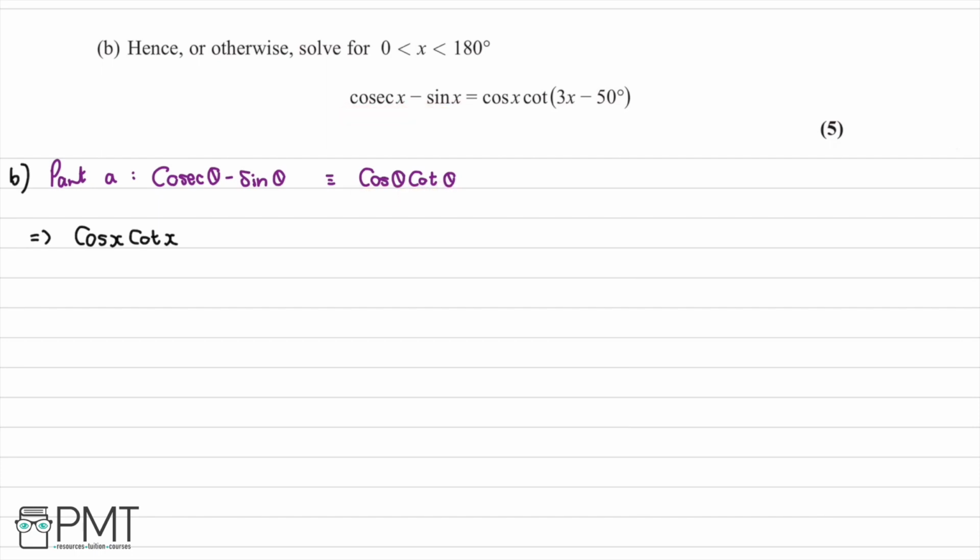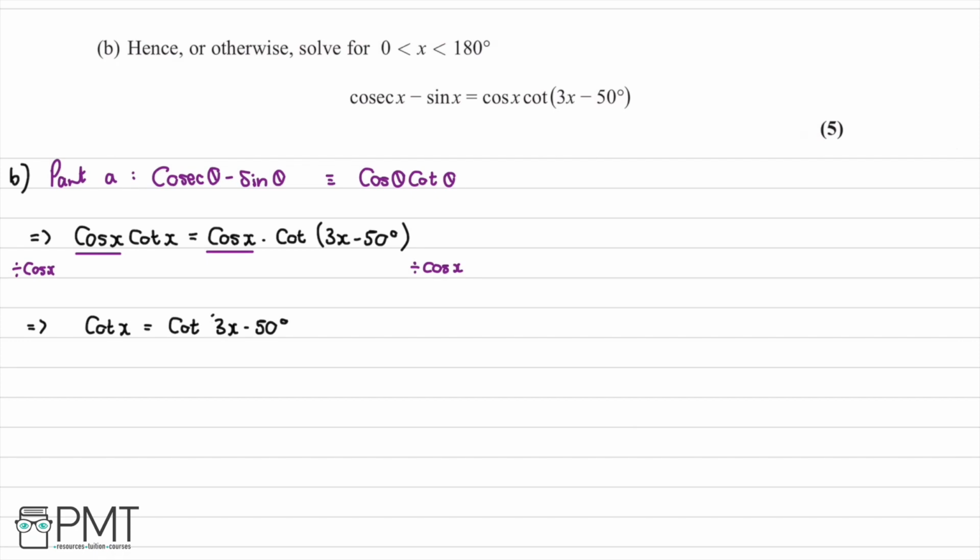And then this is good because we have a cos on either side, which means we'll be able to cancel them out. So we can say that cos of x multiplied by cot of x is going to be equal to cos of x multiplied by cot of 3x minus 50. Now we notice that we have a cos x on this side and a cos x on this side. So we're going to divide by cos of x on both sides. This is going to therefore leave us with the fact that cot of x is going to be equal to cot of 3x minus 50 degrees.